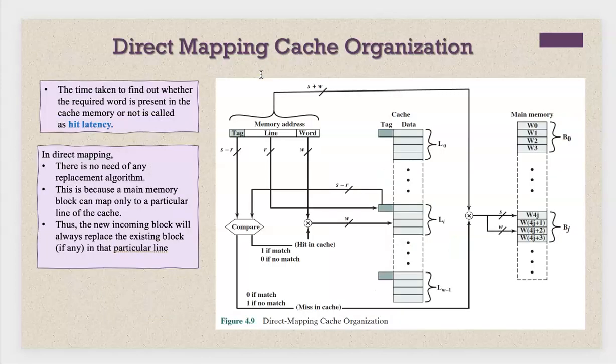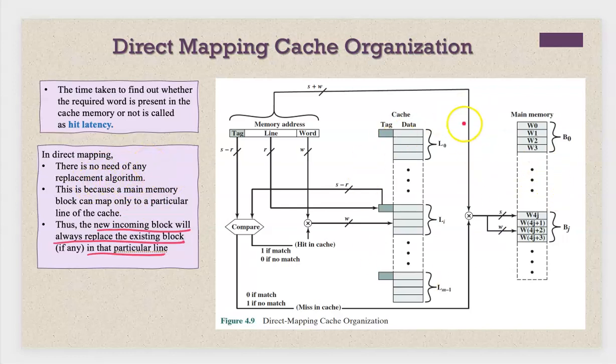Okay, moving on. So this is direct mapping cache organization. The time taken to find out whether the required word is present in the cache memory or not is called the hit latency. In direct mapping, there is no need for a replacement algorithm. This is because a main memory block can map only to a particular line of the cache. Thus, the new incoming block will always replace the existing block. So this is very important to take note. The new incoming block will always replace the existing block in that particular line. A particular block already knows which cache line it is going to map to, so there is no need for the replacement algorithm over here.